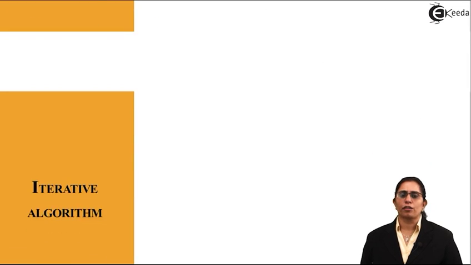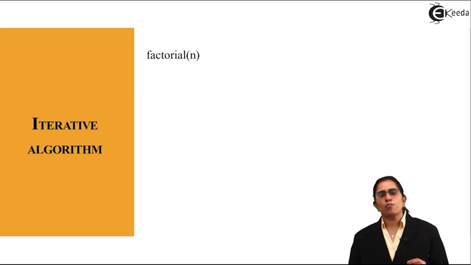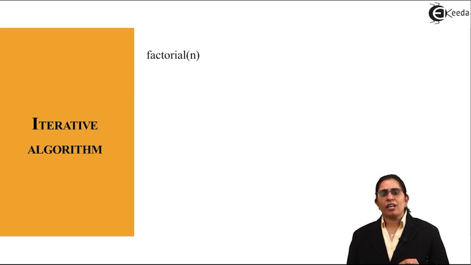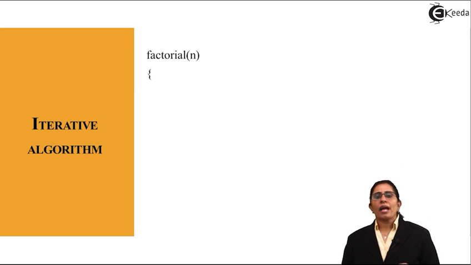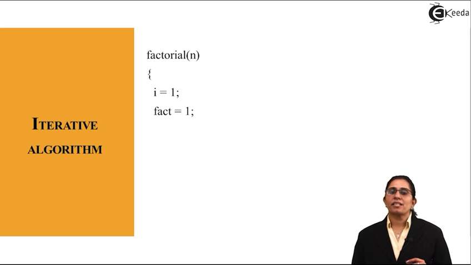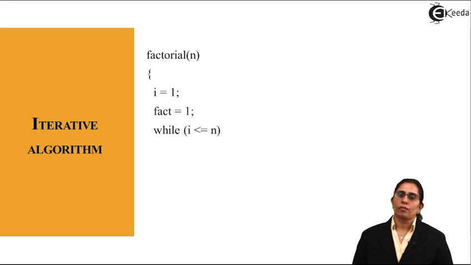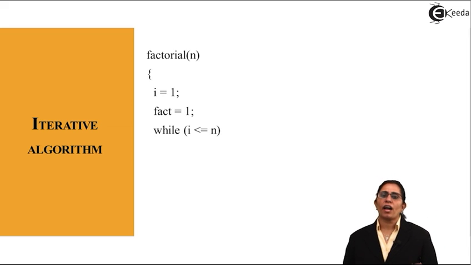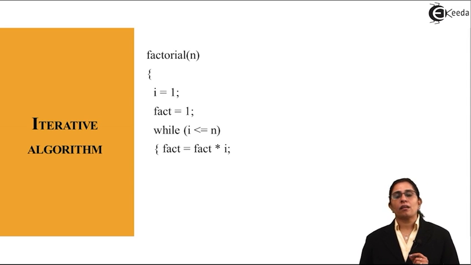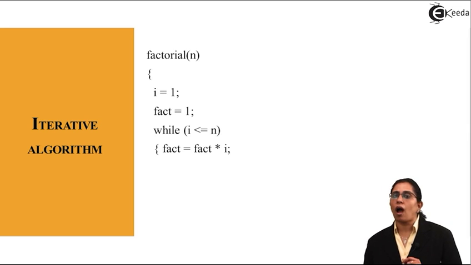Now in an iterative algorithm, for the factorial of a number, let us consider. Here I have written a small function to find the factorial of a number. It is given the name factorial(n). i is equal to 1, fact is equal to 1, while i is less than or equal to n. Now n is any number whose factorial I need to find. Let's take an example. If I take the value of n as 5, i is 1 and i is less than or equal to 5. fact is equal to fact into i.